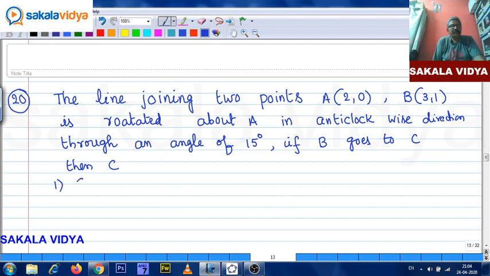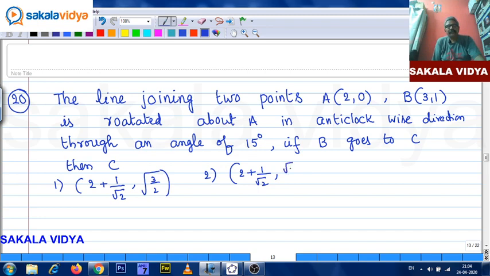First option, 2 plus 1 by root 2, comma, root of 3 by 2. Second option, 2 plus 1 by root 2, root 3 by 2. Third option, root 2 minus 1, comma root 3 by 2. Fourth option, root 2 minus 1 by 2, root 2 by 3. This is the question.